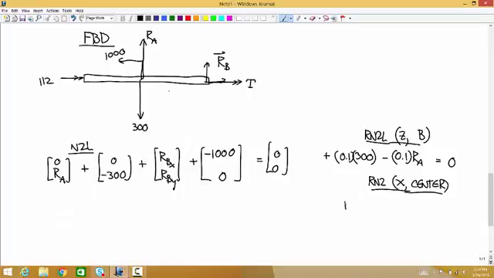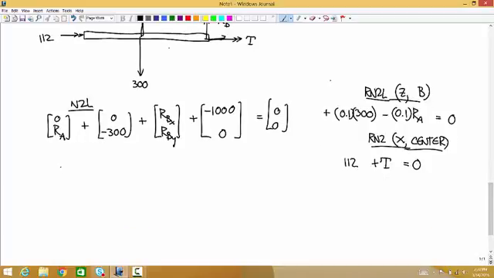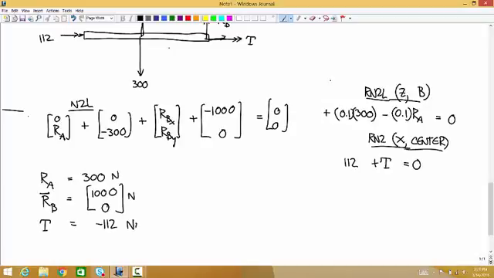Okay, so we have positive 112 plus fancy T is equal to 0. And so RA is equal to 300. RB is equal to positive 1,000, 0. And fancy T is equal to negative 112. Newtons, this is Newton meters.